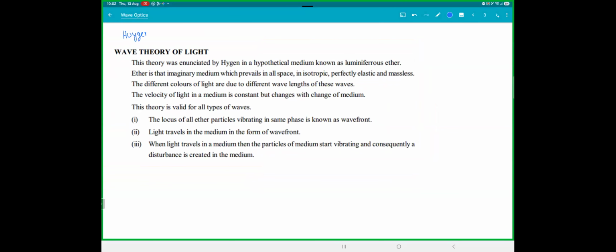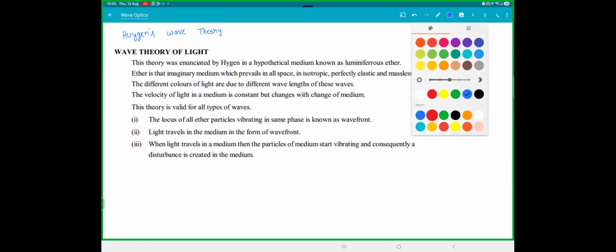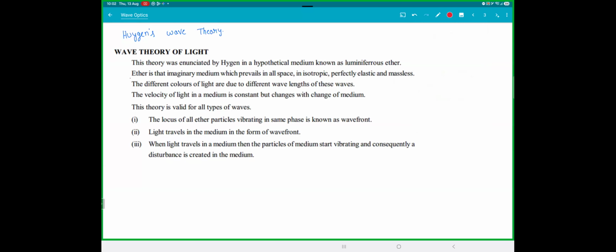Again, just a theory there. Huygens wave theory. So he said this entire space is filled with a medium called ether. Ether is that imaginary medium which prevails in space, an isotropic, perfectly elastic and massless medium. So he thought, just like waves travel on water, this light is traveling through space through this ether medium.